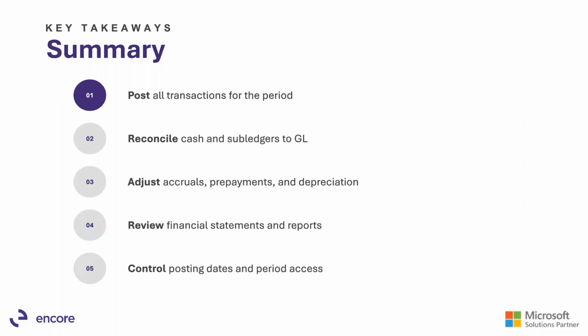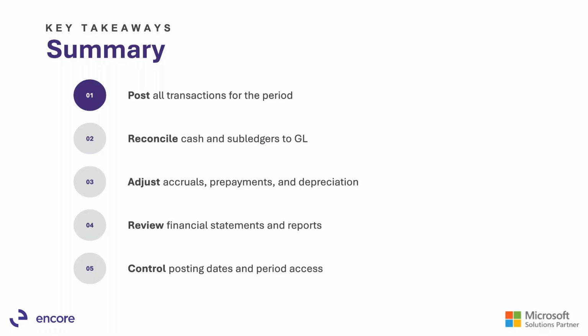And last but not least is the summary of the session today. You post all the transactions for that period, and reconcile the cash and subledgers to the general ledger. You create recurring journal entries for accruals and prepayments, set up prepayments, and run depreciation every month. Fixed asset depreciation is also one of the best features in Business Central. It's an automated feature, so you can run depreciation and schedule the run depending on when you want to do it.